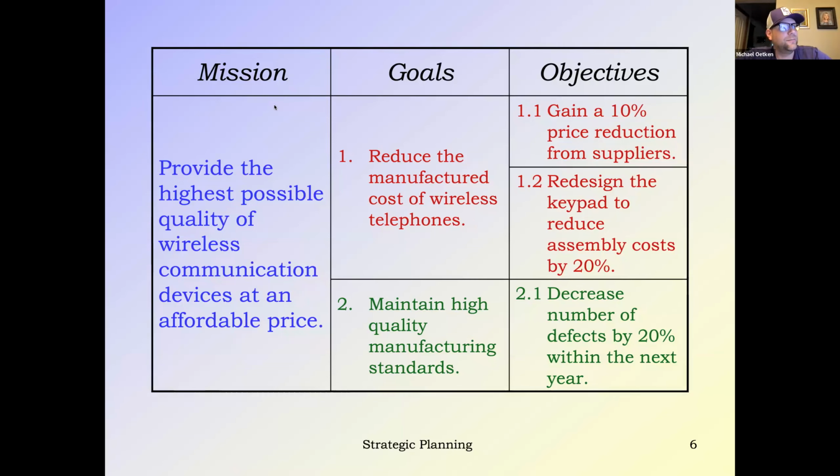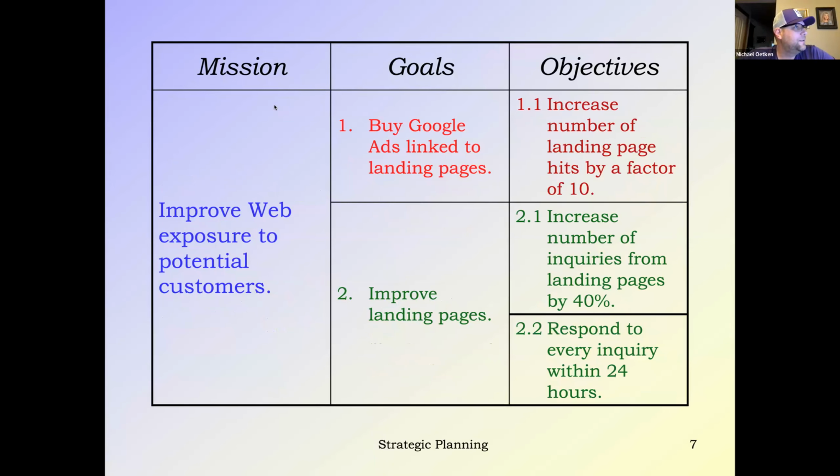10% price reduction, 20% reduction in assembly costs, 20% reduction in defects. So those are things that the company, the organization can actually track, and those will help them identify whether those goals are being met, which in the long run then helps achieve that mission, right?